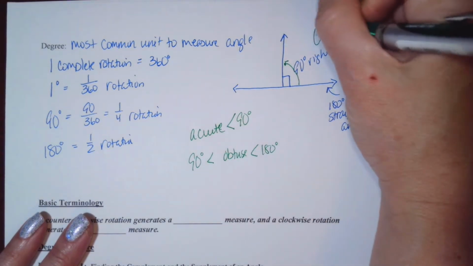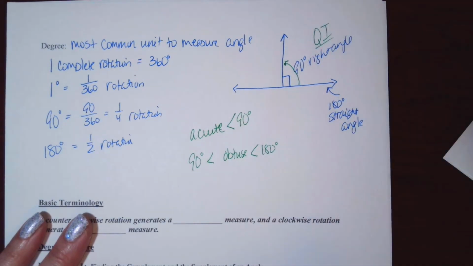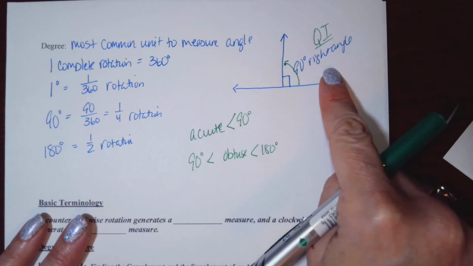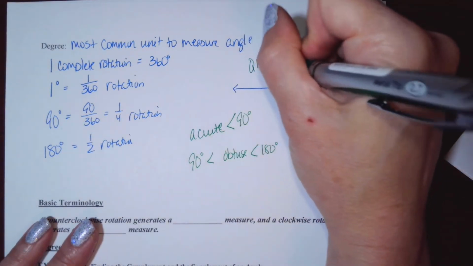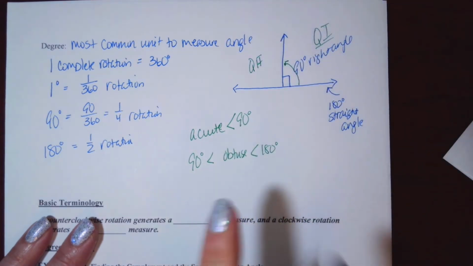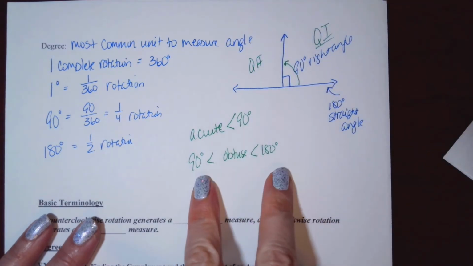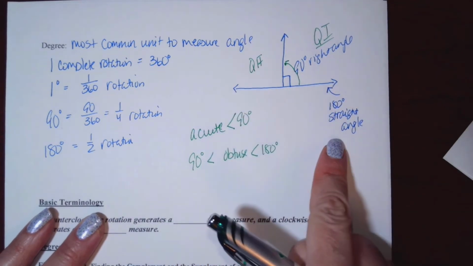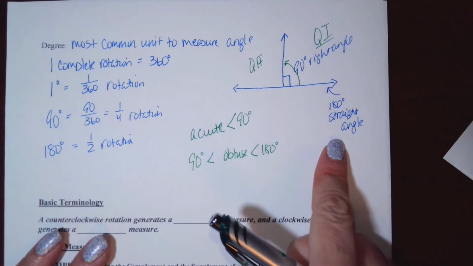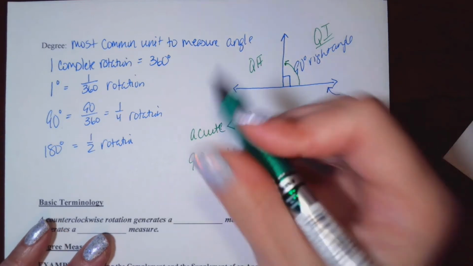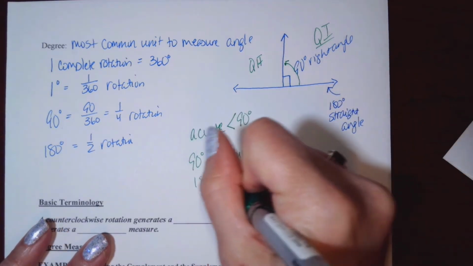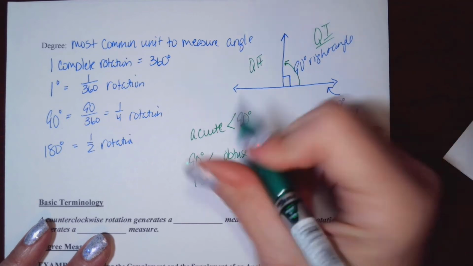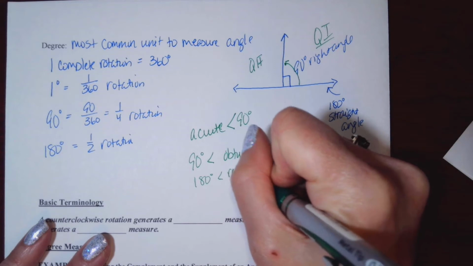So if I'm in quadrant 1, if this were on my graph, quadrant 1 would be where the acute angles are. Quadrant 2 would be where I would find obtuse angles that measure between 90 and 180. Then our 180 degree rotation is our straight angle. Anything past that, from 180 to 360, that one full rotation, is what we call a reflex angle.